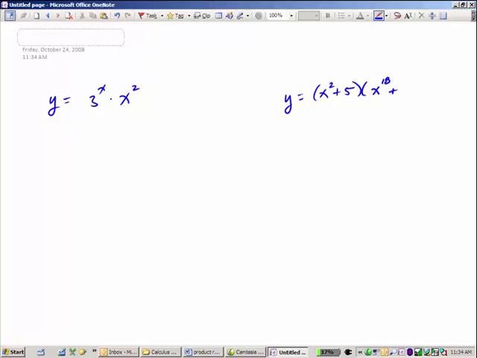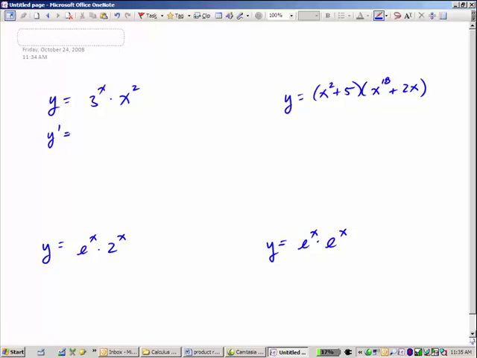So you just make one of them f of x and one of them g of x, basically. Let's see what it is. Who wants to try out the product rule for the first one?